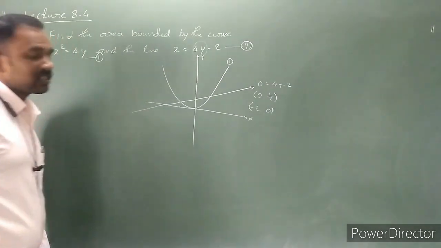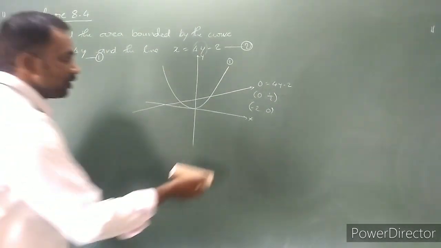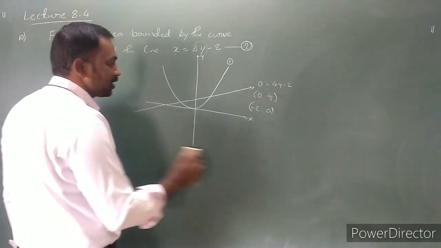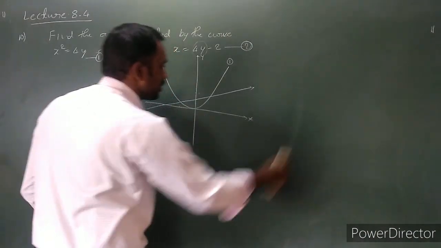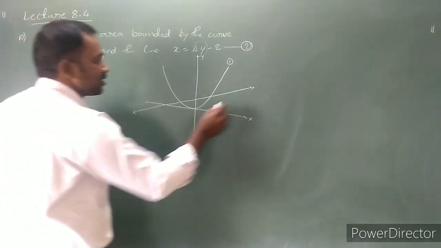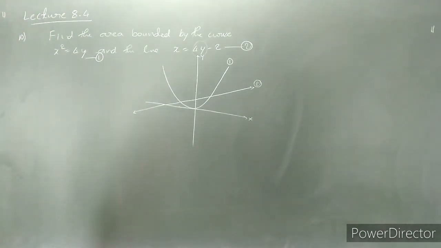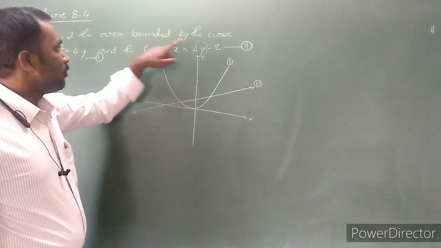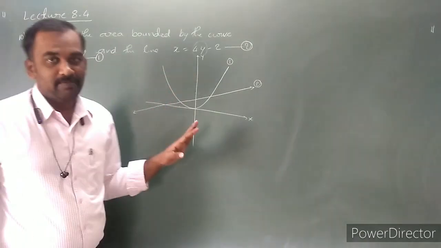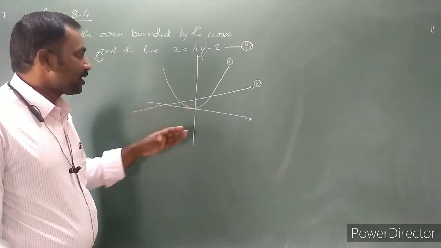Joining these 2 points, we get the equation number 2. I just draw this line. You already know how to draw a line in the xy coordinate plane. Okay, this is the line. Call this equation number 2. Now we need to find the area bounded by the curve and the line.